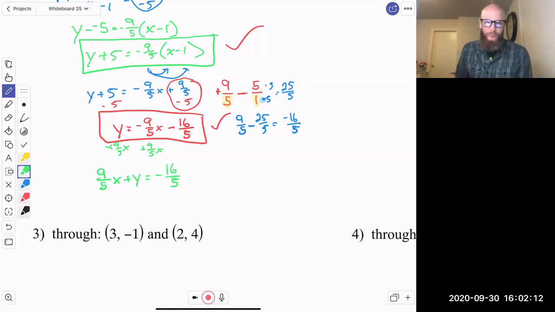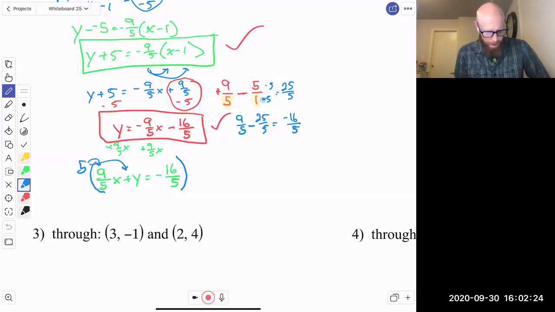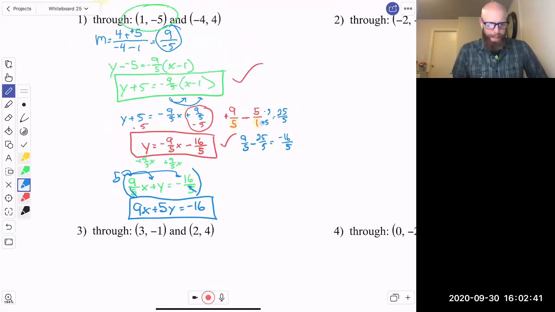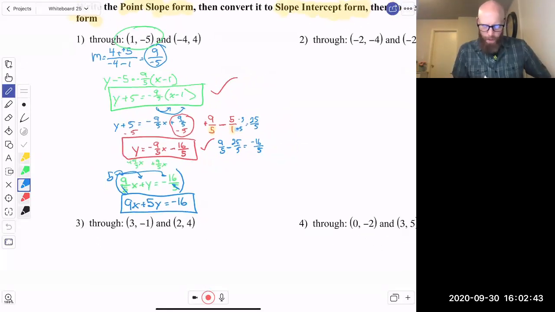Now the other part about standard form is that we don't want fractions in front of the x if I can deal with that. Can we deal with it? Absolutely. Here's that algebra skill. If I multiply everything by 5, the 5 on the bottom is going to go away on both of those, and it's going to be 5 there. So we get 9x plus 5y equals -16. Standard form. Look at that. All three of them, including standard form.